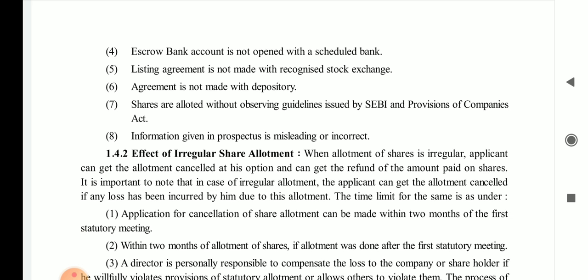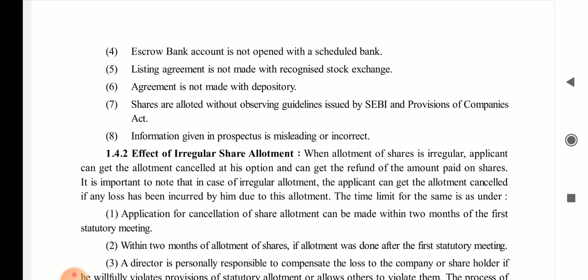Shares are allotted without observing the guidelines issued by the SEBI and provisions of the Companies Act. If you are not following the SEBI's guidelines and provisions of the Companies Act, then after it is considered as an irregular allotment. Information given in prospectus is misleading or incorrect.